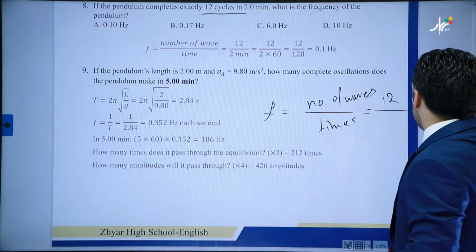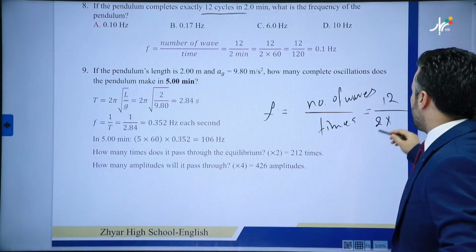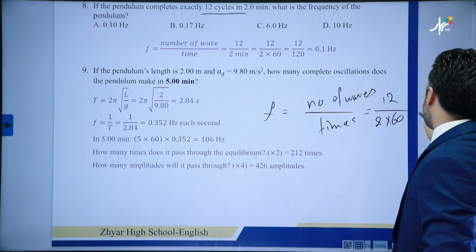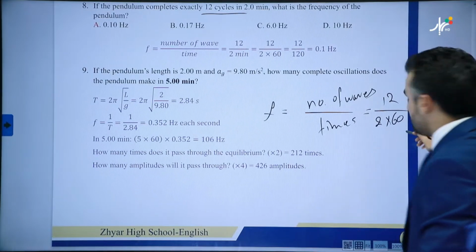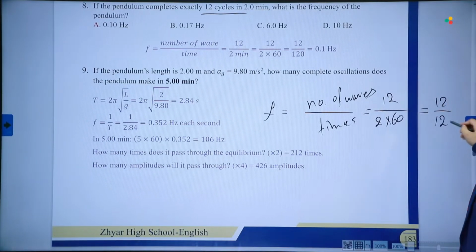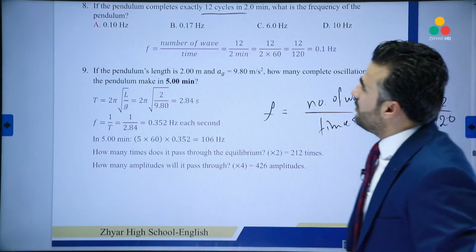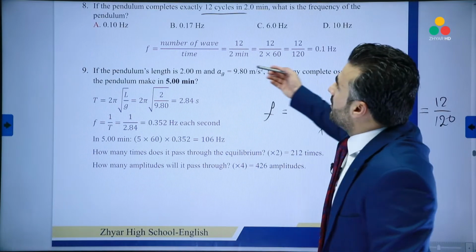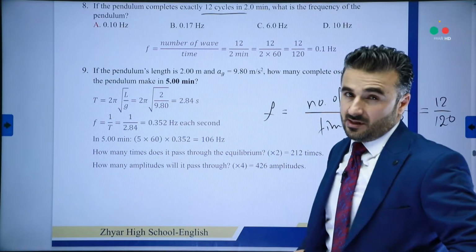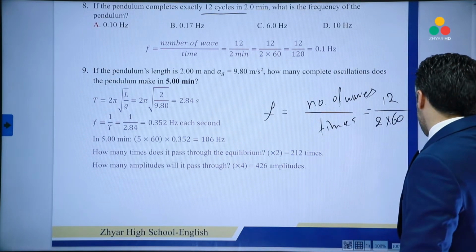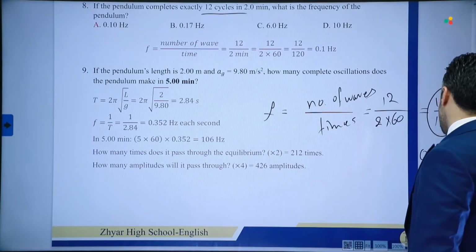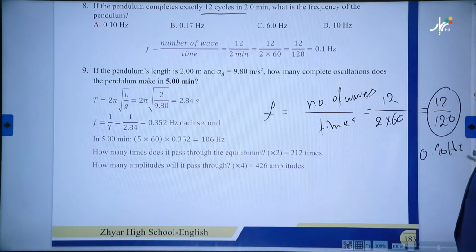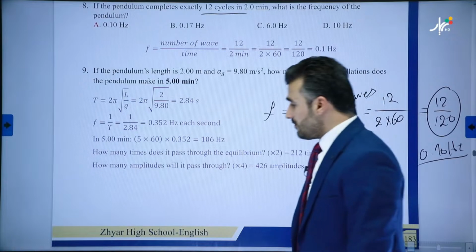Remember, we're not using minutes, so convert minutes to seconds. Each minute is 60 seconds, so it's going to be 12 divided by 2 times 60, that is 120 seconds. And of course now you will get an answer of 0.10 hertz. That'll be the frequency. You do the math, you'll get 0.10 hertz, and that is the frequency here.